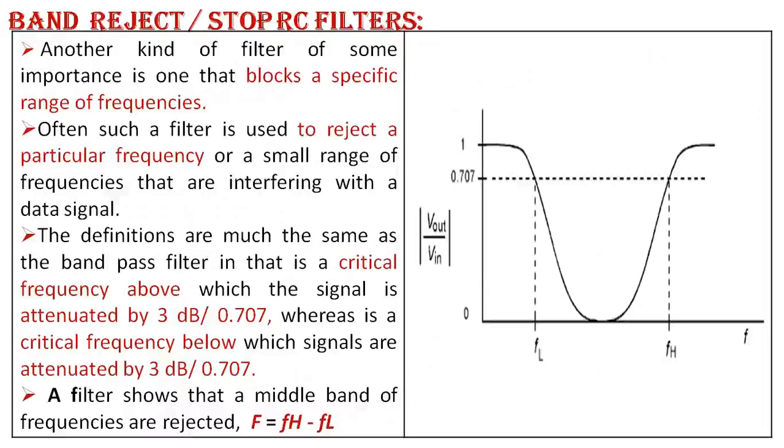Often such a filter is used to reject a particular frequency or a small range of frequencies that are interfering with a digital signal. The definitions are much the same as the band pass filter, in that there is a critical frequency above which the signal is attenuated by 3 dB or 0.707, and a critical frequency below which signals are attenuated by 3 dB or 0.707. The filter shows that a middle band of frequencies is rejected. Bandwidth is equal to fH minus fL. That is the frequency response curve of a band stop or band reject filter.